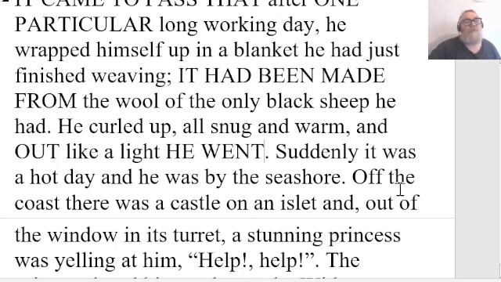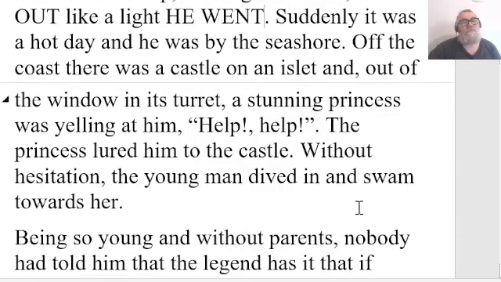Suddenly it was a hot day, and he was by the seashore. Off the coast there was a castle on an islet. I like this islet. And out of the window in its turret, a stunning princess was yelling at him, "Help, help."